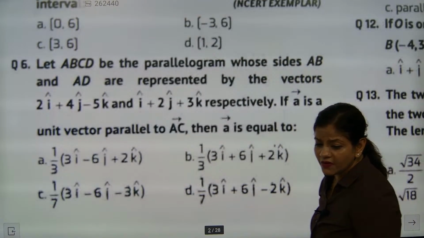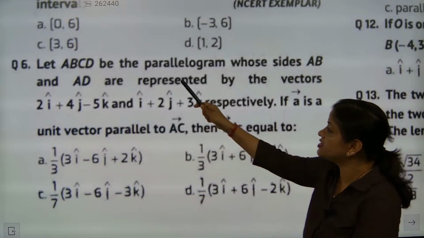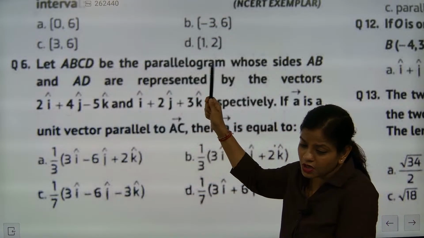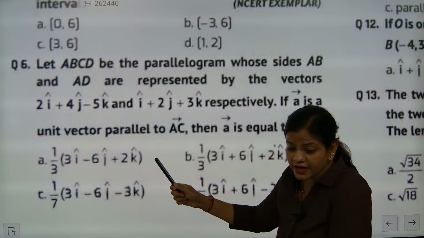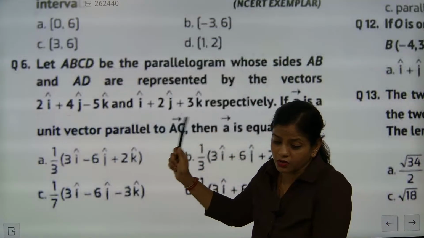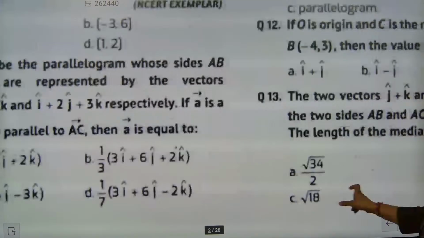Today morning we have done this question. You remember this question, that ABCD is a parallelogram. I told you the logic of solving this question. Again and again I am telling you, this question is there in your question paper. So just remember our work and just do that work.